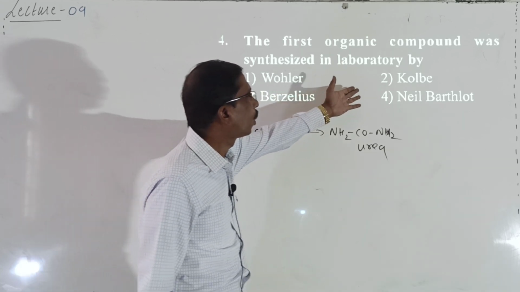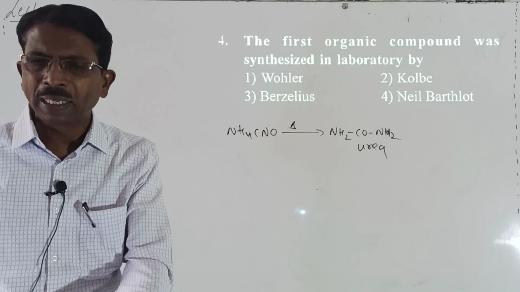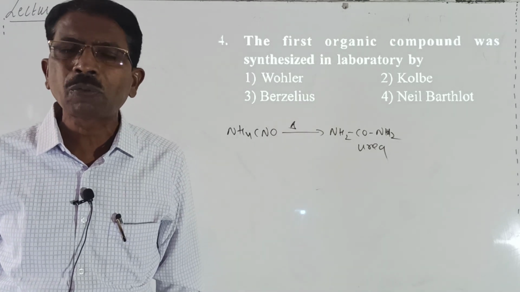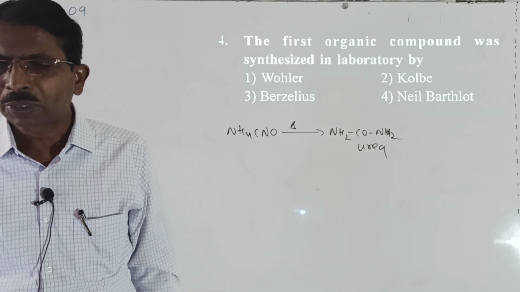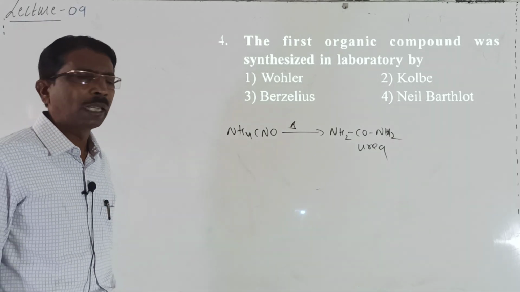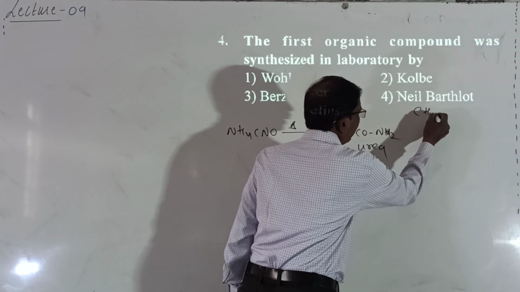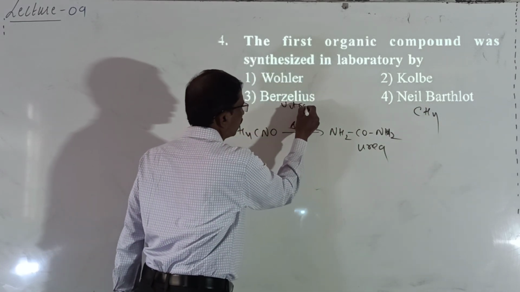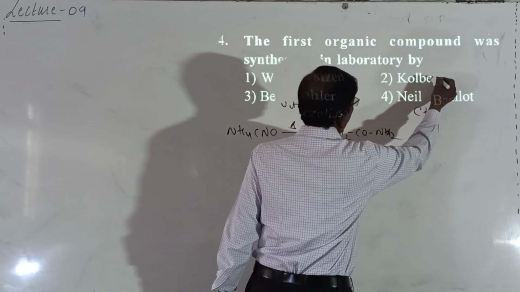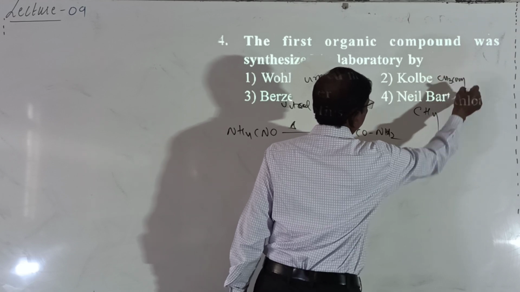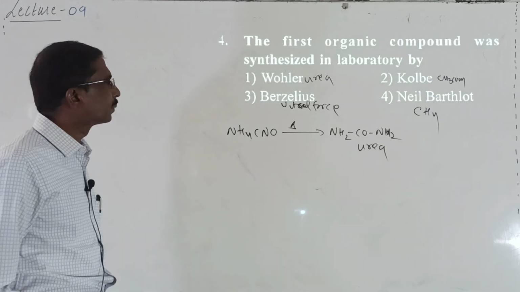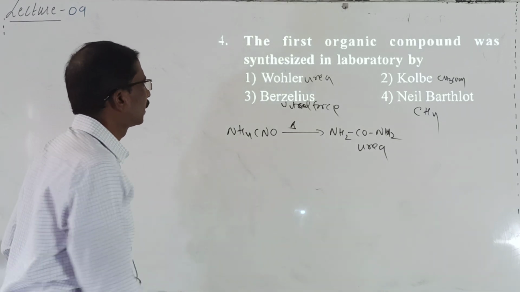So then, students, here Kolbe. You know that Kolbe synthesized acetic acid, and Berzelius explained the vital force theory. And then Bartlett, he prepared methane, and then it is the vital force theory, and here it is urea, and Kolbe, acetic acid. Look here students, these are the answers here.